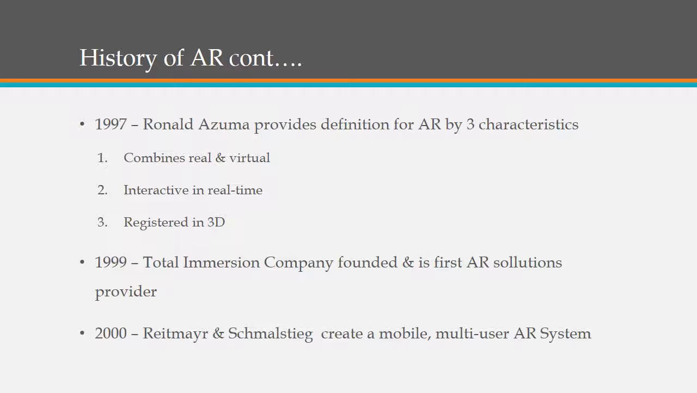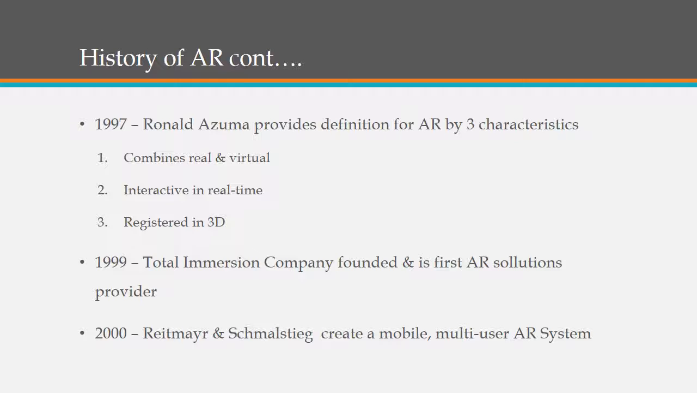Here in 1997, augmented reality finally receives its own definition of what it is and how it can be characterized, thanks to Ronald Azuma. He found that augmented reality must be defined by three characteristics. It must combine real and virtual properties, it must be interactive in real time, and it must be registered in 3D. In 1999, the company Total Immersion founded its first augmented reality solutions provider.